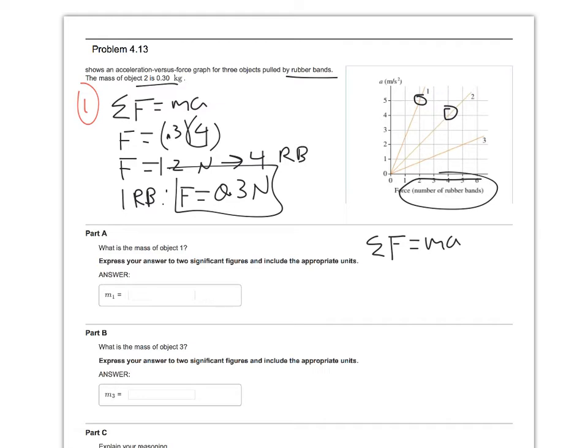So for that point, I have 2 rubber bands. I know that my force then is going to be 2 times 0.3, because that was the force for a single rubber band. And that's going to be equal to the mass of object 1, which I'll call m1, times my acceleration at that point, which is 0.5. So I end up getting here 0.6 equals m1 times 0.5. And for my answer, I'm getting a mass here of 1.2 kilograms.